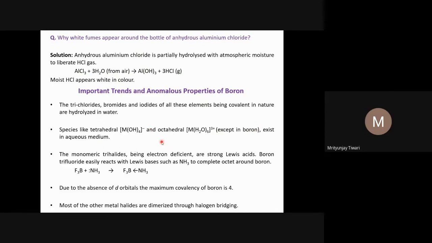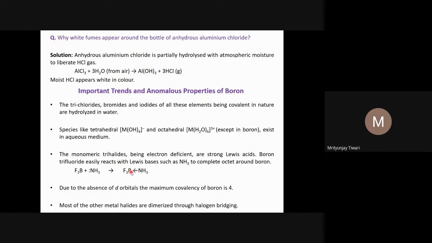The monomeric trihalides, we know BCl3 is a monomeric trihalide, being electron deficient, having only 6 electrons, are strong Lewis acids. This thing we have seen. So boron trifluoride easily reacts with Lewis bases such as ammonia to complete the octet around boron. BF3 is a Lewis acid. It easily reacts with ammonia, which is a Lewis base and has a lone pair of electrons. And so this kind of adduct or complex formation happens.